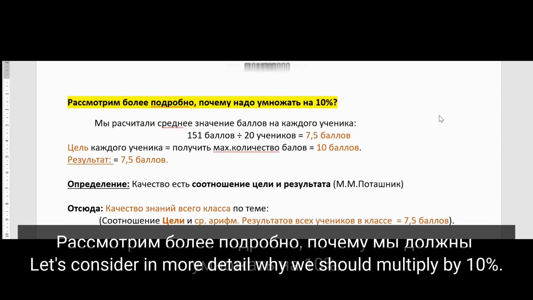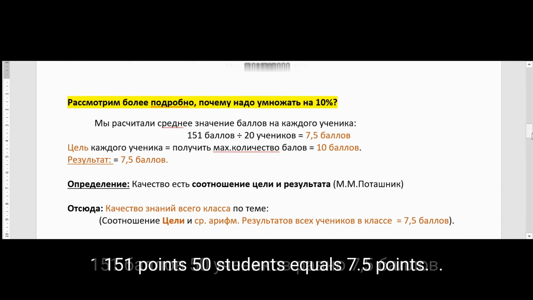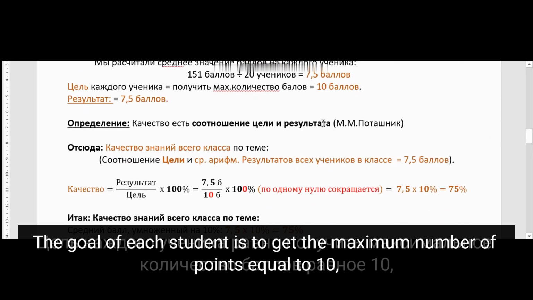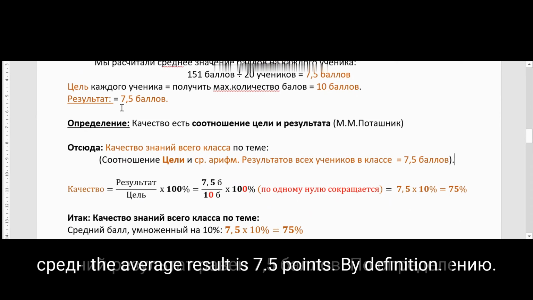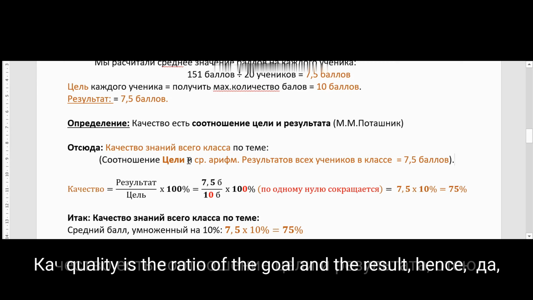Let's consider in more detail why we should multiply by 10%. We calculated the average score for each student: 151 points divided by 20 students equals 7.5 points. The goal of each student is to get the maximum number of points, equal to 10. The average result is 7.5 points. By definition, quality is the ratio of the goal and the result.